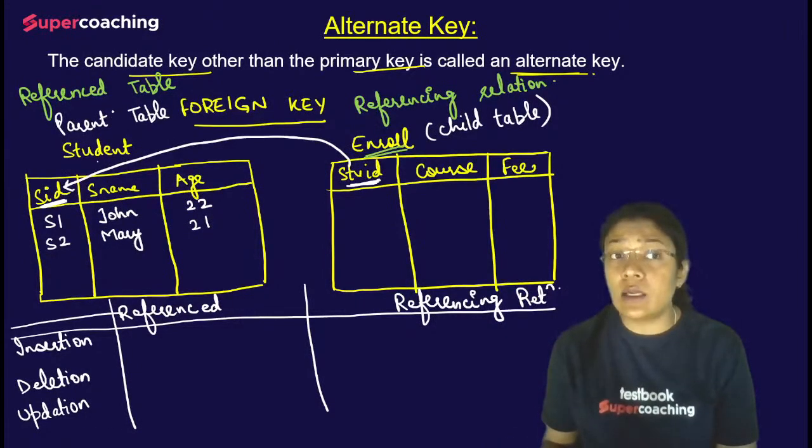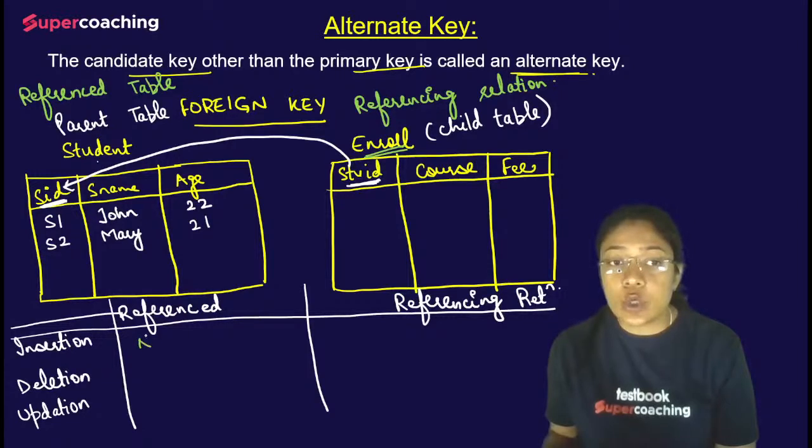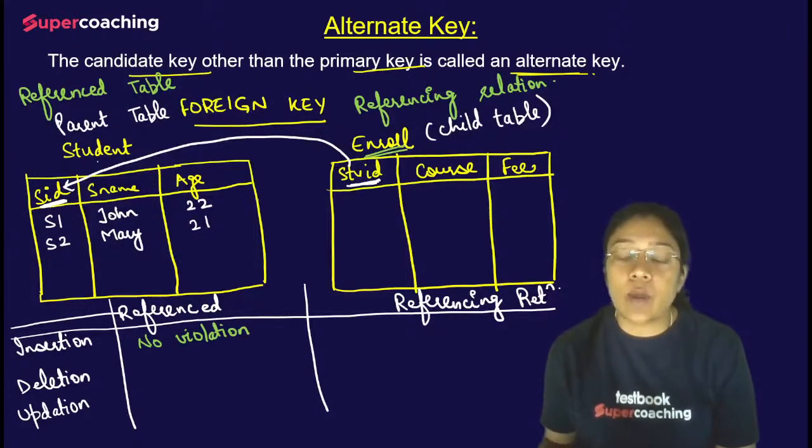This is the reference relation. That means insertion in the reference relation is not creating any problem. There is no violation of the referential integrity constraint. Okay, now let us try to insert some value in the enroll table.